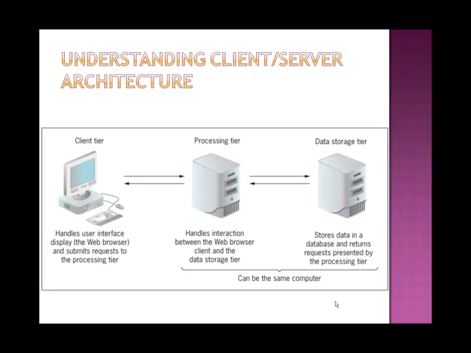Also, your client tier is responsible for showing the data to you, presenting the pictures, presenting all the colors, and the data that you requested. The processing tier handles the interaction between the web browser and the data storage tier, performs meaningful requests to the data storage tier, and the data storage tier retrieves the data and actually stores the data, and you can retrieve the information you're requesting from this tier, passing it through the processing tier back to the client.